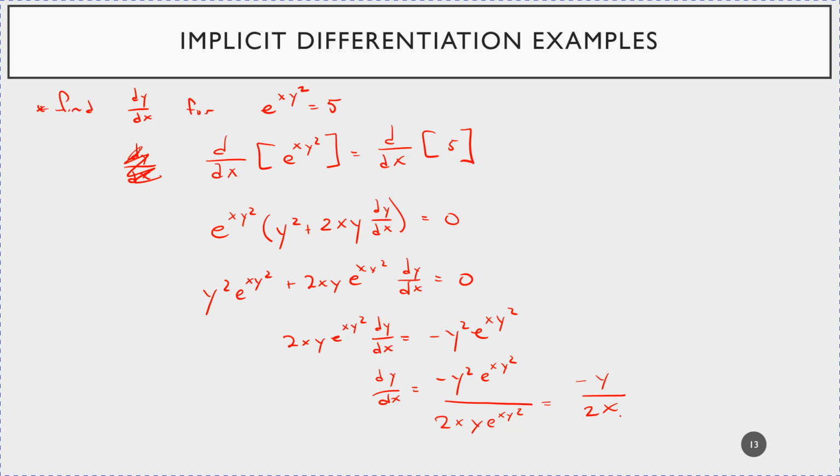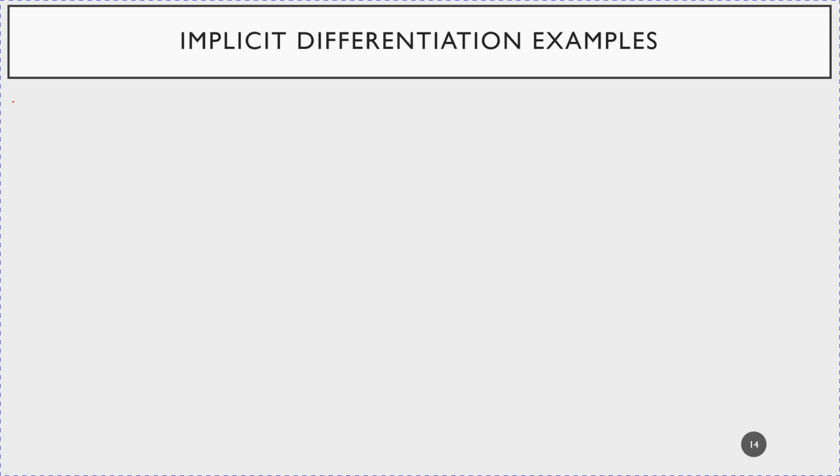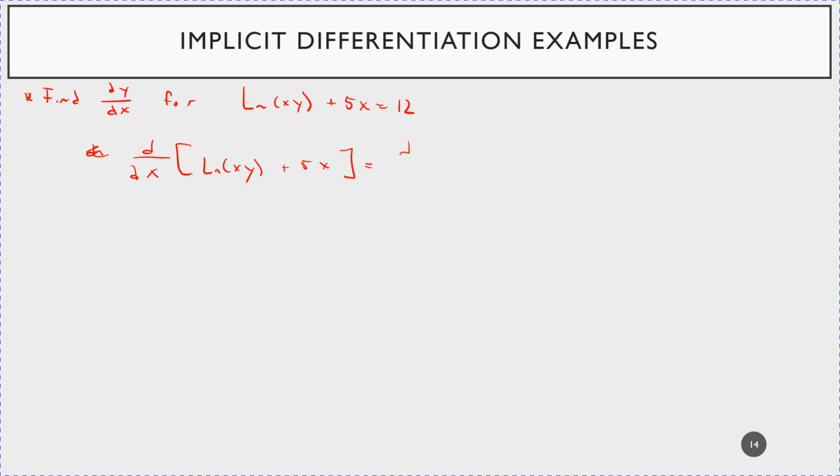All right. We've done some trig. We've done e. Let's do one final one with the natural log. Okay, so last example. Let's find dy/dx for the natural log of xy plus 5x is equal to 12. So the derivative with respect to x, you're going to differentiate both sides. The natural log of xy plus 5x is equal to the derivative with respect to x of 12. Well, that's convenient. That goes away.